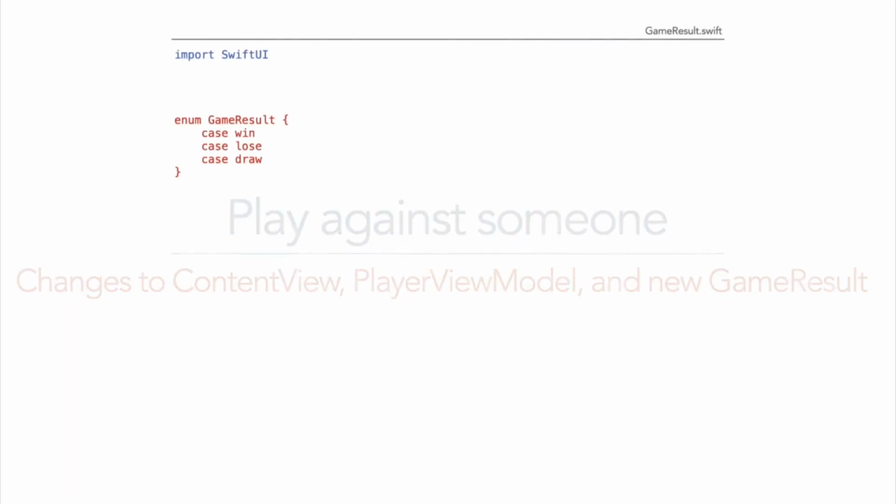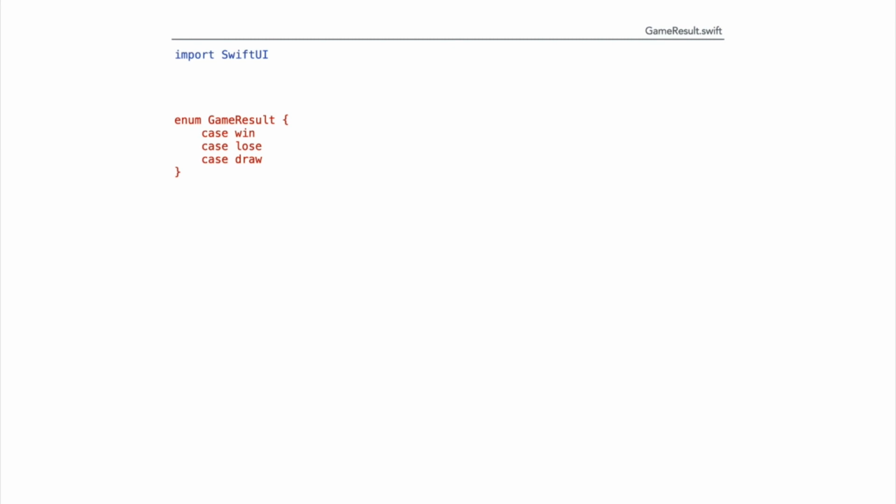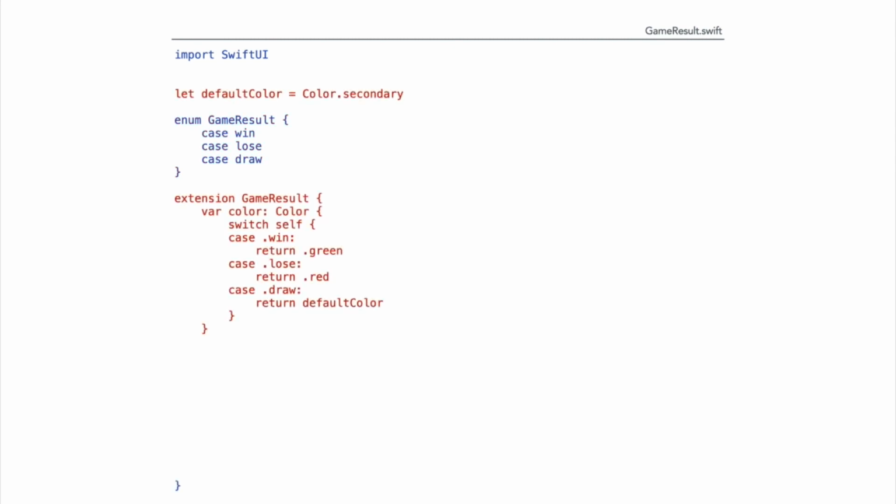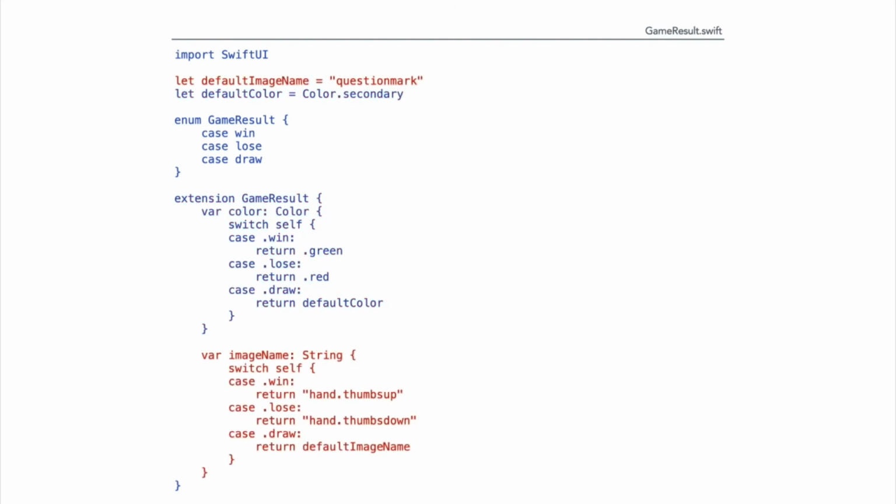Game result is I either win, I lose, or I draw. And I'm going to have different colors. I'll be green if I win, red if I lose, and just a gray if I draw. And I'll display different icons. I'll do a thumbs up if I win, a thumbs down if I lose, and a question mark if it's a tie. And so here's what the app looks like just quickly running.